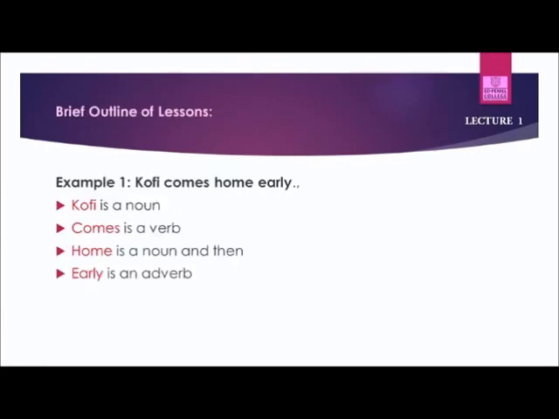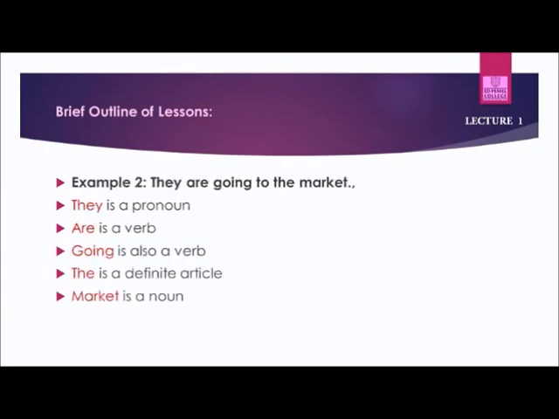For example, you have the sentence, Kofi comes home early. In this sentence, the word Kofi belongs to the family called nouns. Comes is a verb, home is also a noun, and then early is an adverb, telling the time that Kofi comes home.